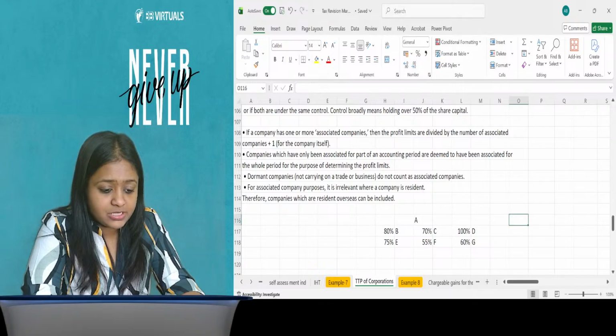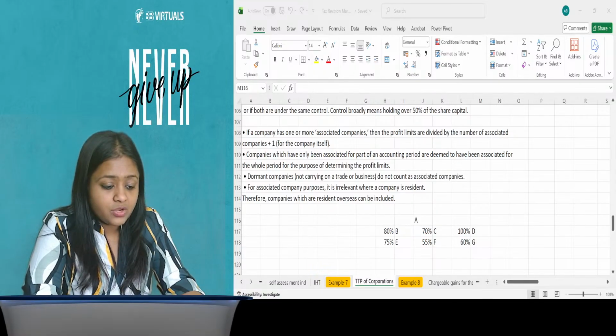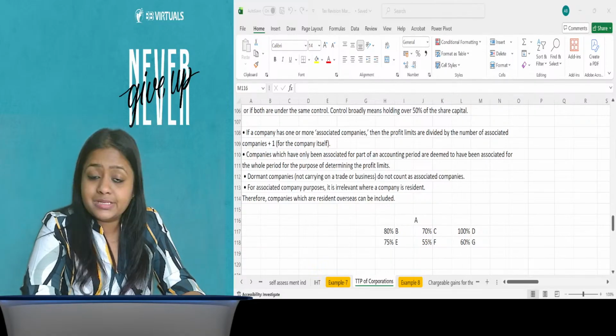Okay guys, now moving to the next one. So now we have the next relationship. The next relationship is A to E. Now we have to see the direct, indirect relationship between A to E. So how do we see it?